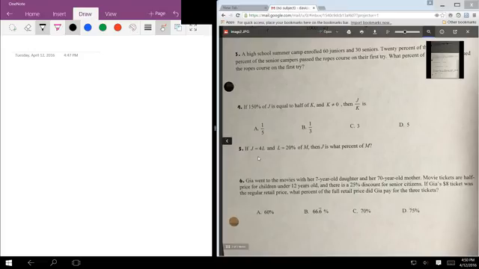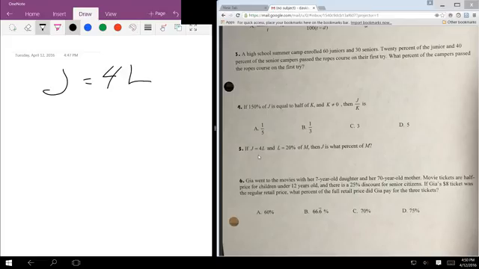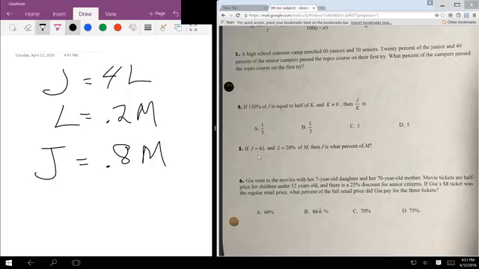All right, let's look at number 5. We got j equals 4l, and we got l equals 0.2m. Then j is what percent of m? Can't you just use substitution for this? It's a good starting spot. It doesn't quite get you the whole answer, but after you substitute, what do we have? J equals 0.8m. Not percent. We're going to leave it in decimal until we're done.